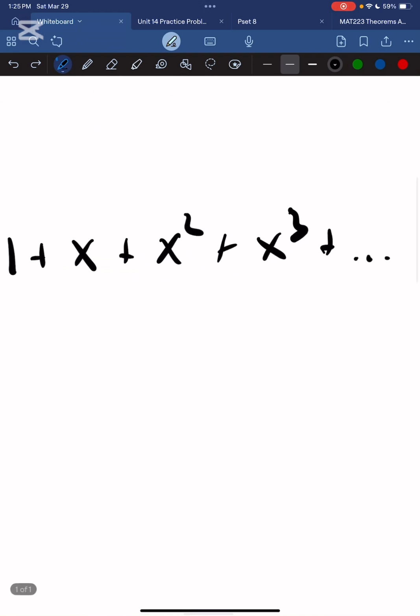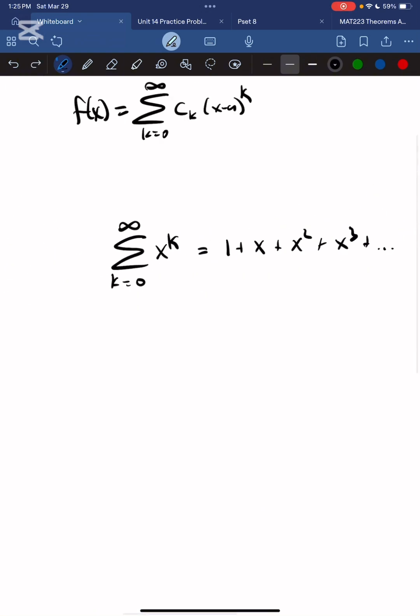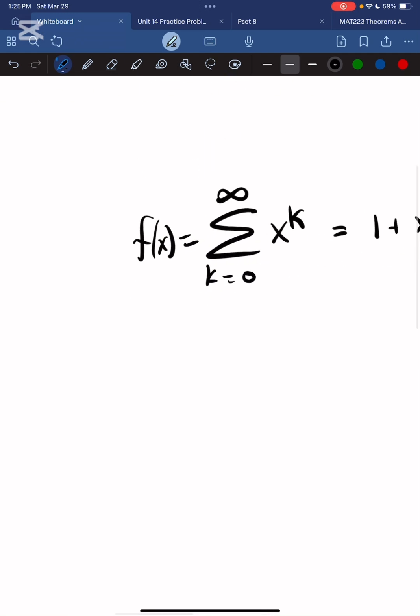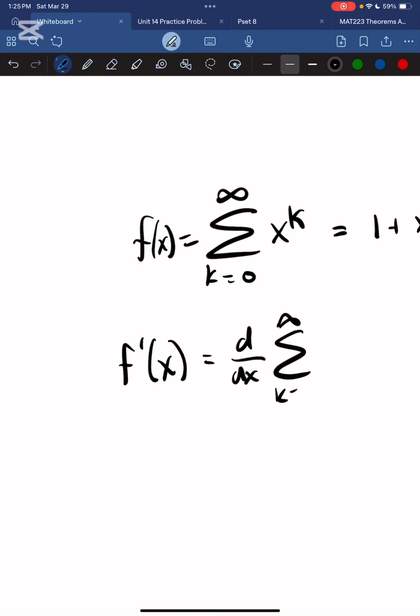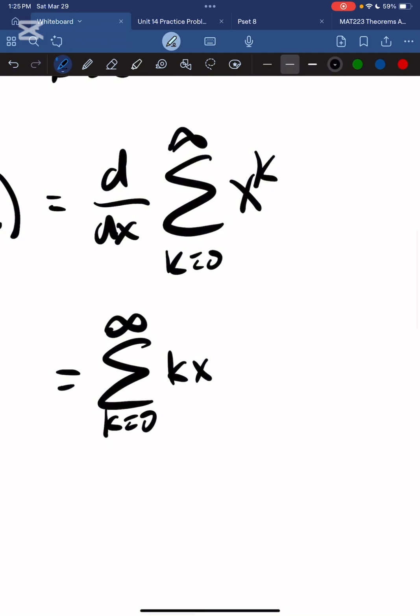We can differentiate this bad boy, because each term you can differentiate on its own. So this is f of x, and we can take the derivative of f of x, which is the derivative of this sum. We can literally just work it in here, straight up. This is k x to the k minus 1.